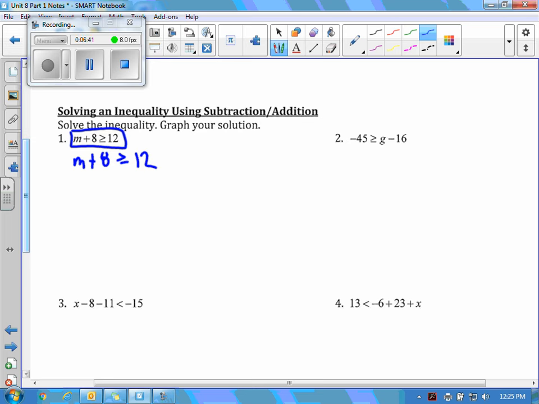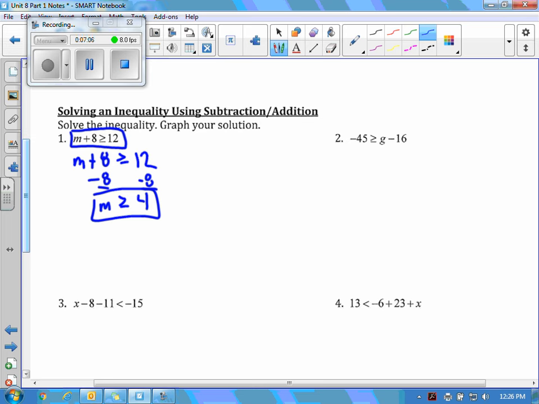If you look at the left side where the variable is, we have m plus 8. We need to get rid of that 8. Since it's addition, we're going to subtract 8 from both sides. So we get m is greater than or equal to 4, and that's our solution. What that is saying is that m could be any number that's 4 or greater. So remember, when we have an inequality, our solution isn't one number, it's a whole set.